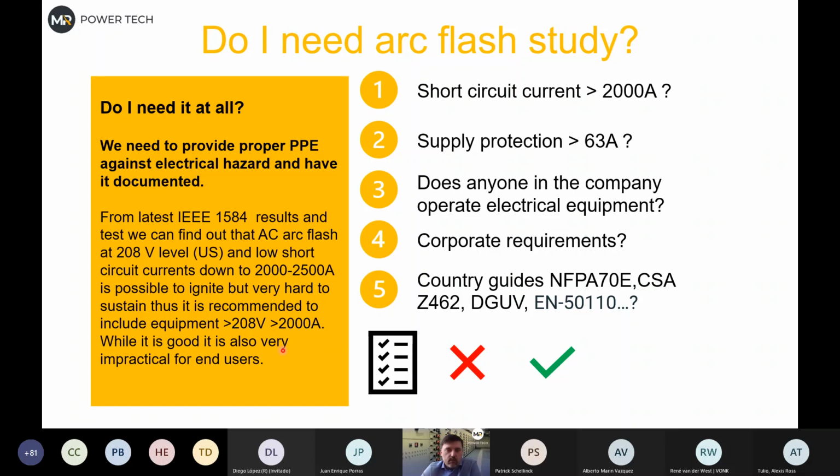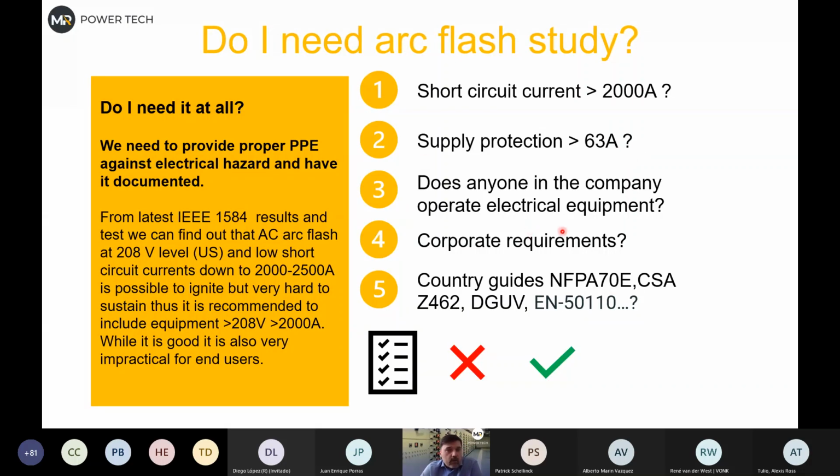Well, this is good from an engineering point of view. It's a little bit impractical for end users, because if I ask where you have short circuit current above 2000 amps, barely one person in 100 maybe will know. So instead of this, we follow something much easier to find out, the size of the protection device. As a rule of thumb, we follow that everything above 63 amps will be included in the study in the scope of work. However, there is always something left, so we include it after the site visit.